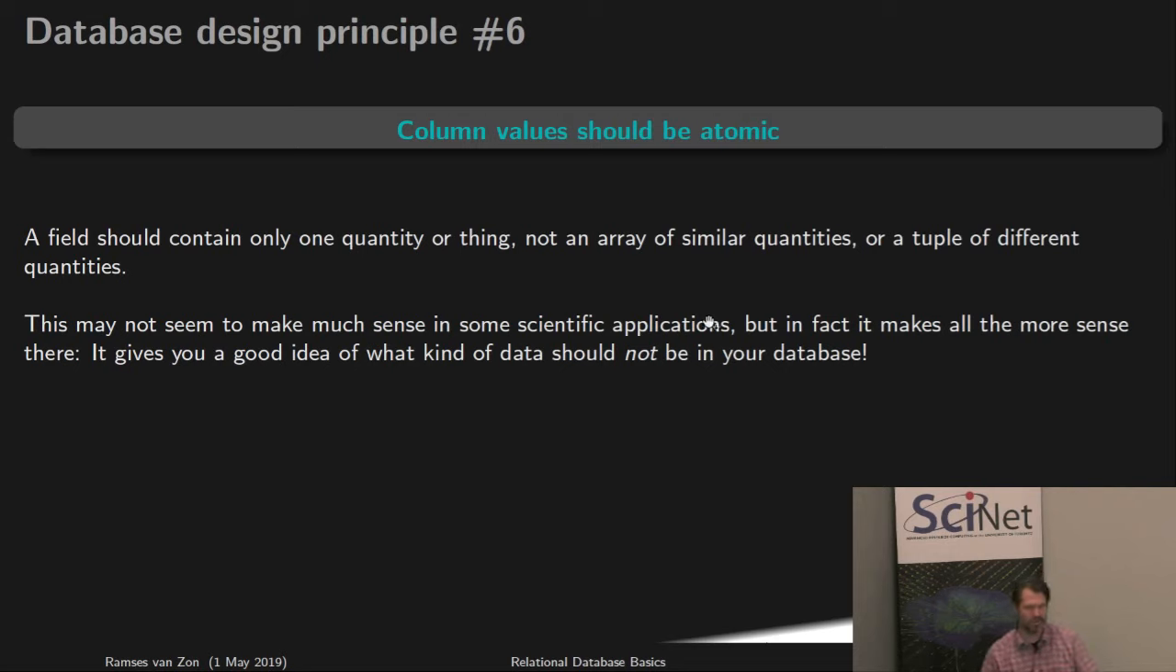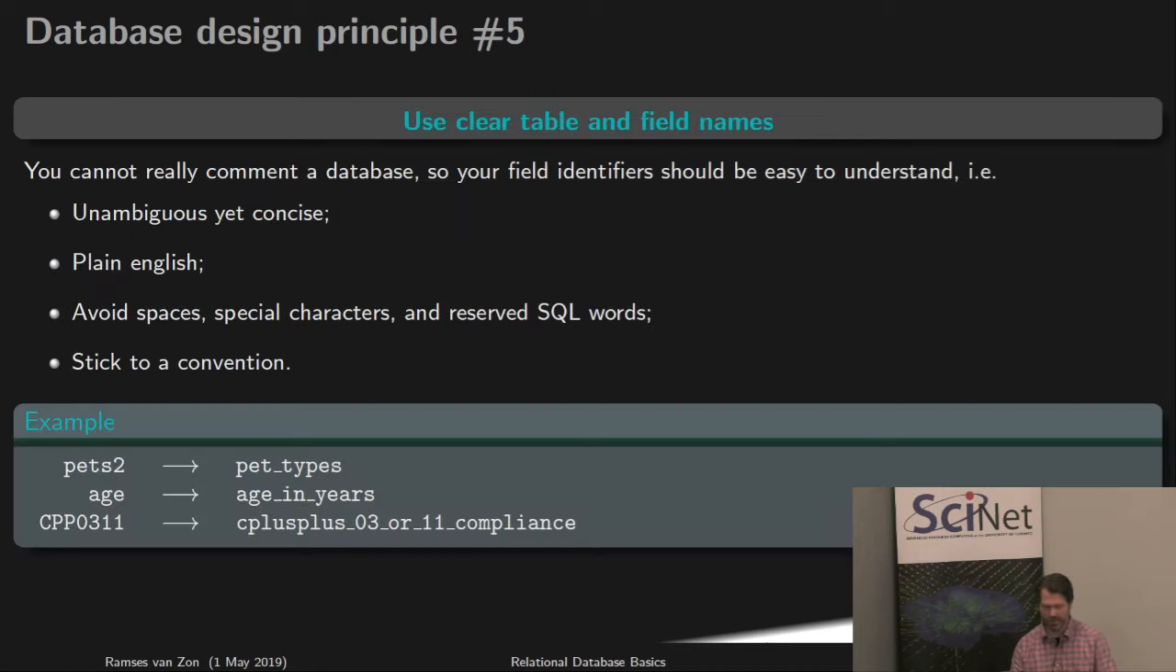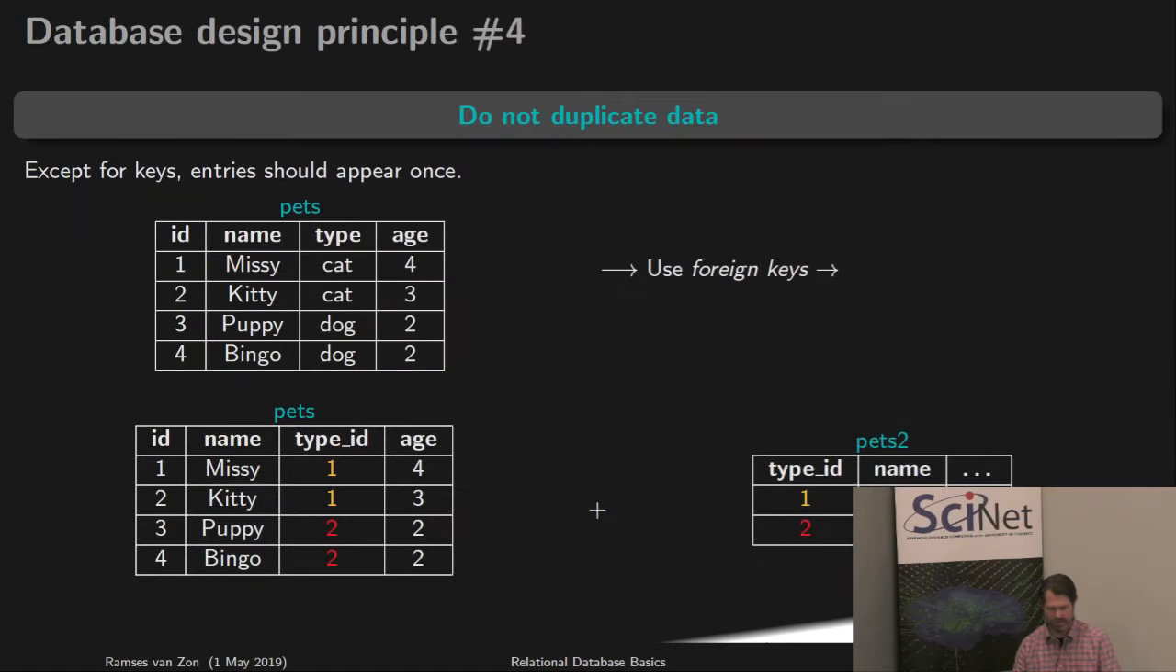A sixth design principle, which doesn't fit well with the scientific computing idea, is that column values should be what's called atomic. Atomic really means that you should change them as a whole. So I'll give you some examples. The age changes as a whole. Next year, this will have to be 5.